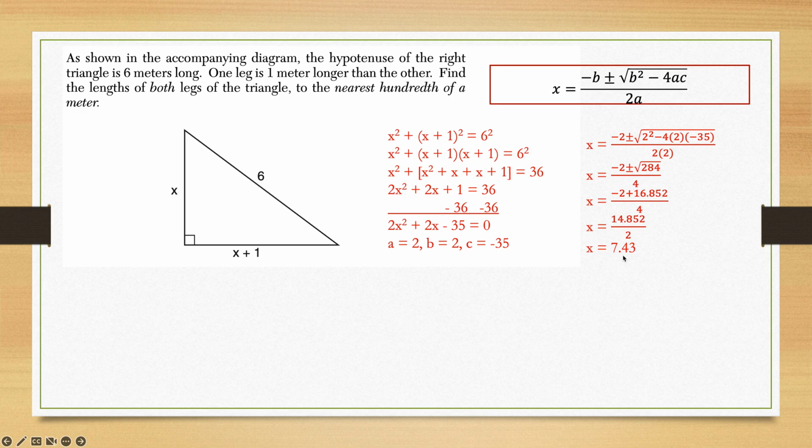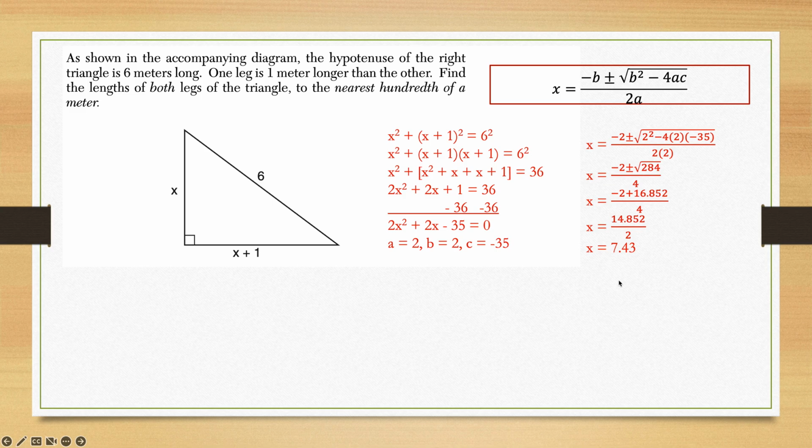Let me tell you verbally what that is. I changed it to a 2. That's a mistake on my part. Sorry about that. 14.852 divided by 4, not 2, is 3.713. Okay, so that's 3.71. Again, 3.71 is one possible answer.